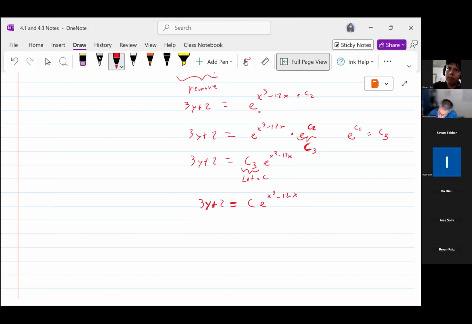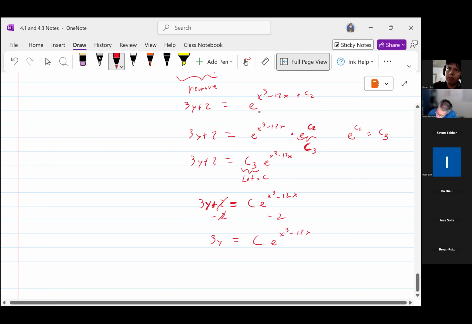And so now I'm going to subtract 2 from both sides. I'm going to get 3y plus 2, or sorry, 3y now. This cancels out. 3y is equal to C e to the x cubed minus 12x minus 2. And then I'm going to divide both sides of the equation by 3.